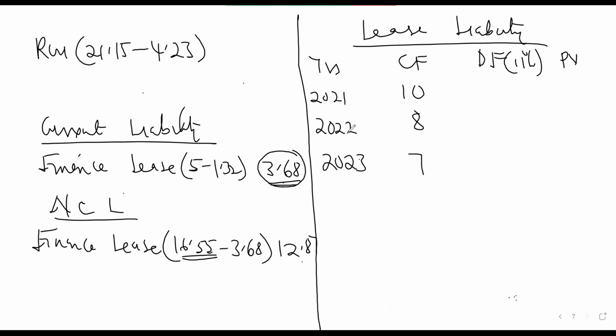Okay. So what will be the discount factor for each of the years? The first one is 0.901. The next is 0.812. And the next is 0.731.